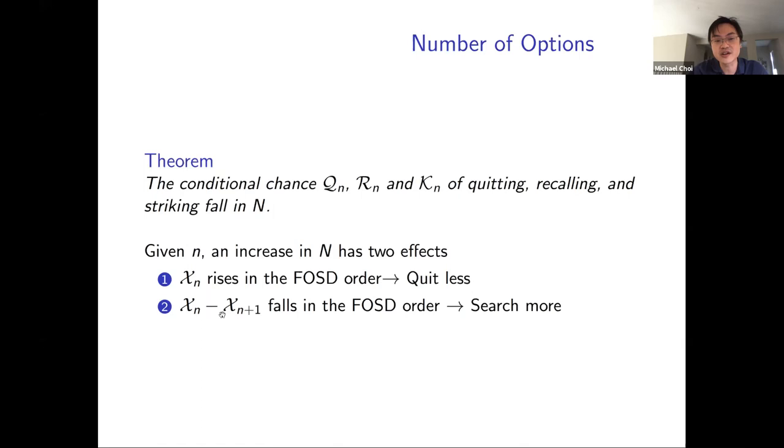The order statistic gap will be wider as you increase the number of options. So here's another input. This is different from the standard search model. We don't have it. Only in the it matters.